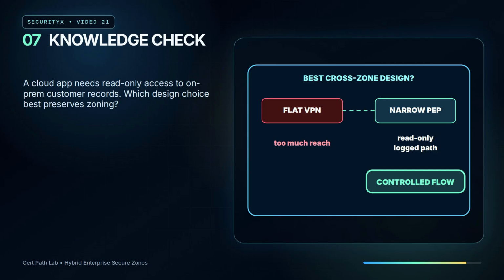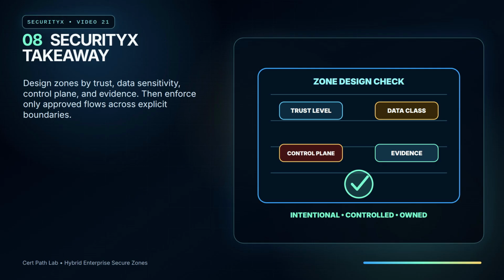The takeaway for SecurityX is this: design zones by trust level, data sensitivity, control plane separation, and evidence requirements, then enforce only approved flows across explicit boundaries. Secure zoning is not about drawing more boxes. It is about proving that hybrid access paths are intentional, controlled, monitored, and owned.